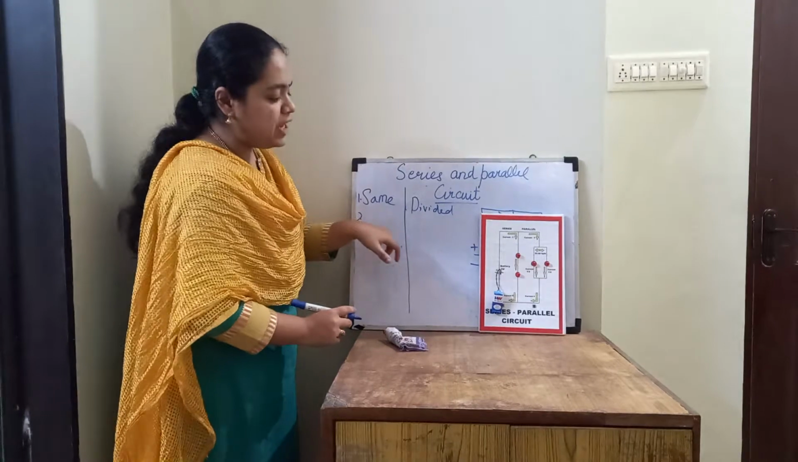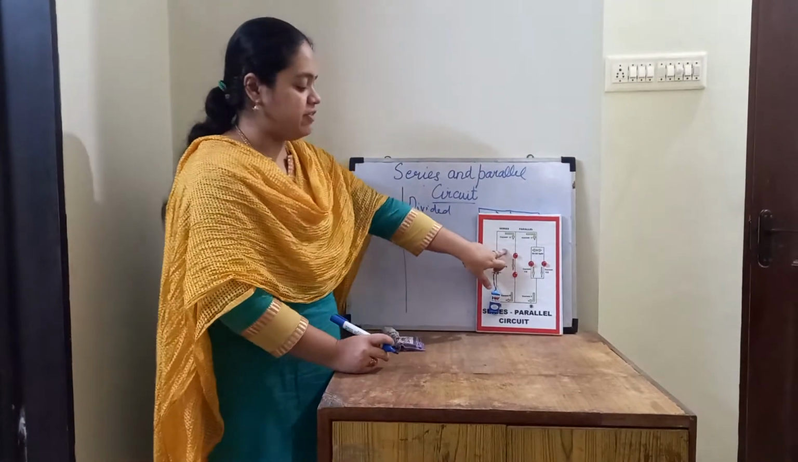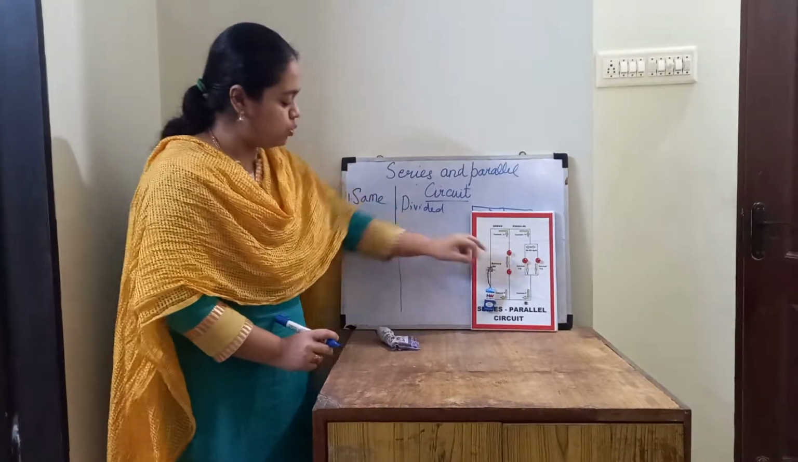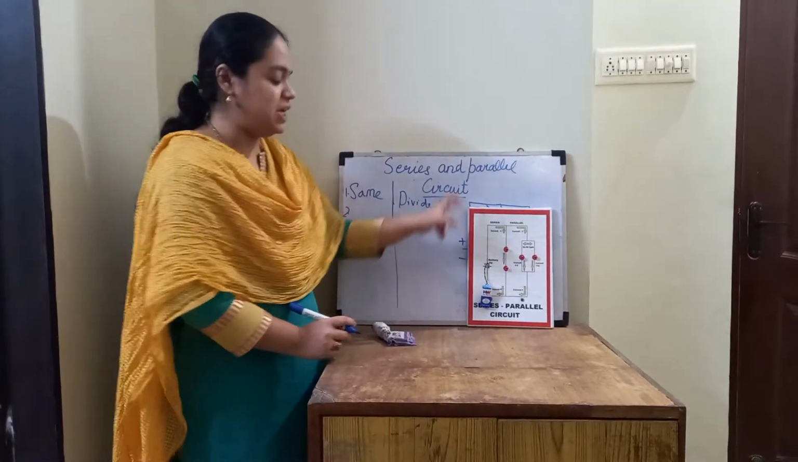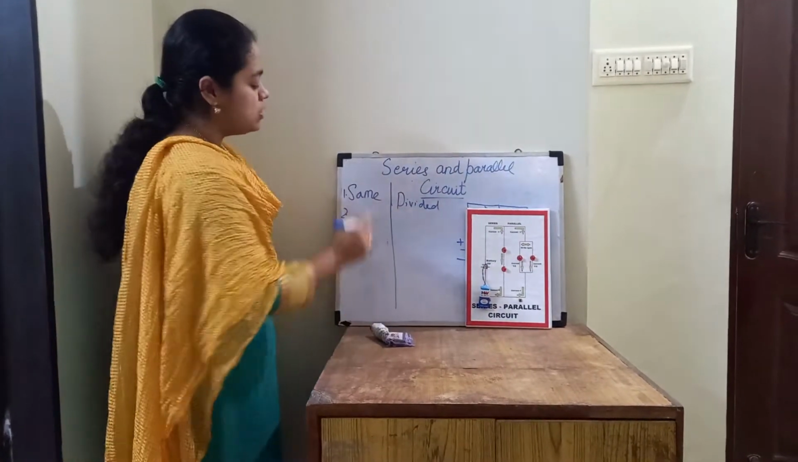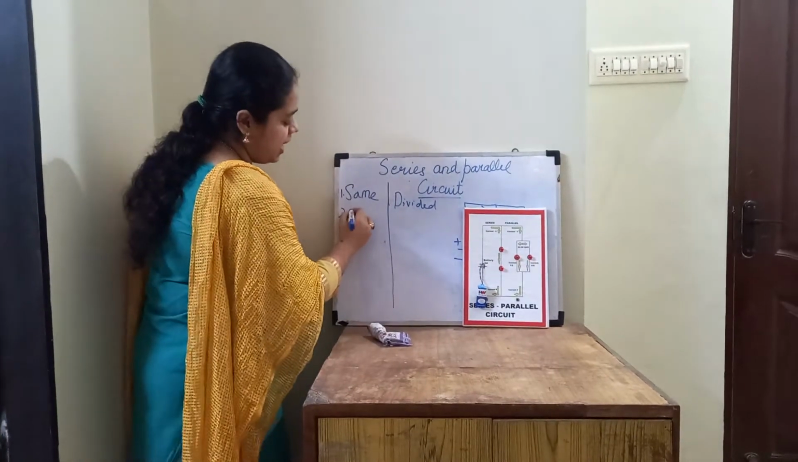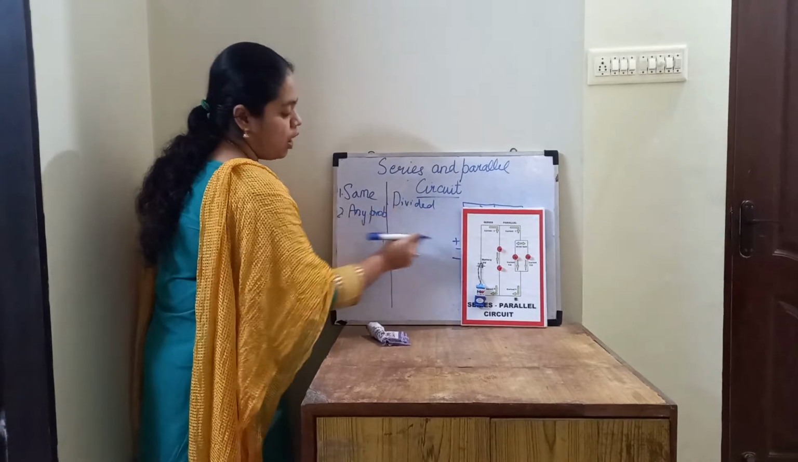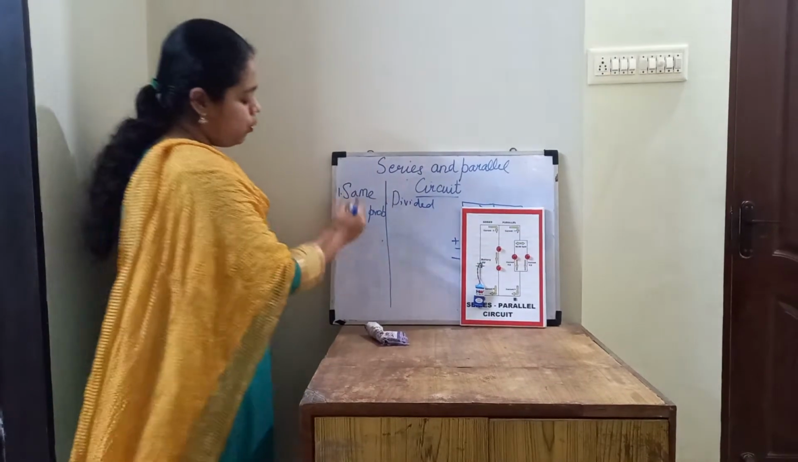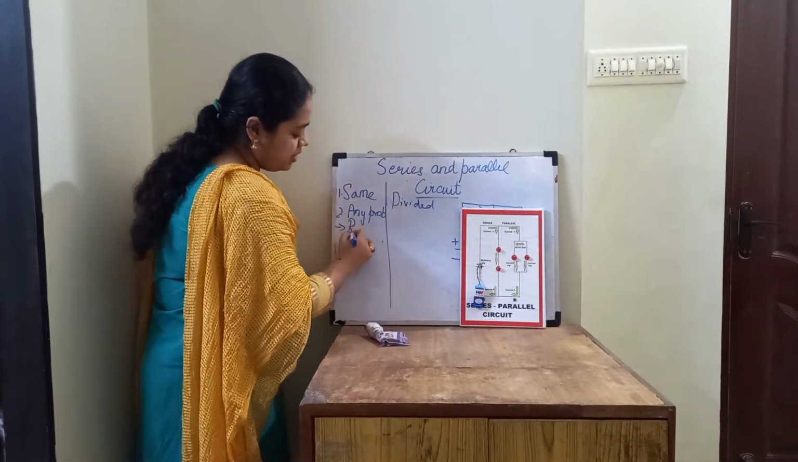Here, you cannot see any flow of current in the next part of the circuit. So, if any problem is found with a resistor in the series circuit, the entire system breaks down. So, the second difference is that any problem with one resistor will affect the entire system.